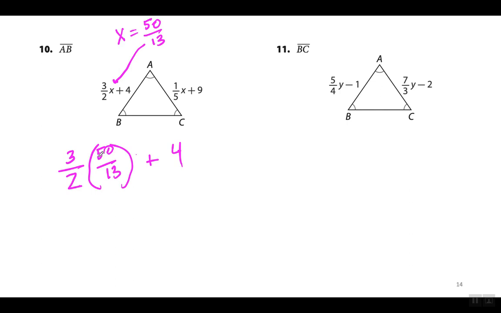50 divided by 2. I could simplify these two numbers right here by dividing them both by 2. Pero antes de multiplicar, puedo simplificar estos dos números dividiéndolos los dos por 2.